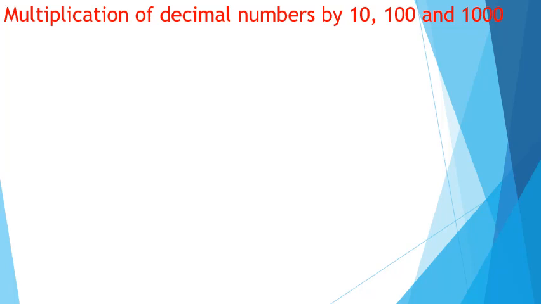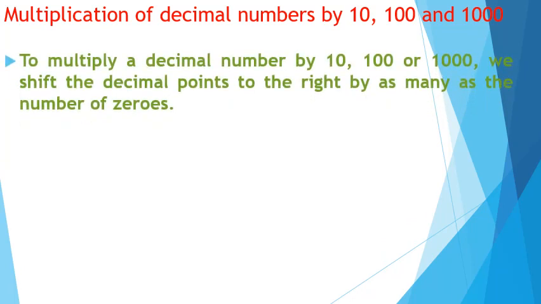Next is multiplication of decimal numbers by 10, 100 and 1000. To multiply a decimal number by 10, 100 or 1000, we shift the decimal point to the right by as many places as the number of zeros. For example, 0.3 multiplied by 10. Here, 10 has 1 zero, so the decimal point shifts 1 digit to the right. So we are getting 3.0, or simply we can write it as 3.